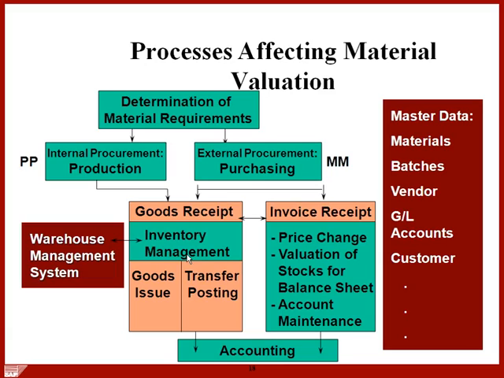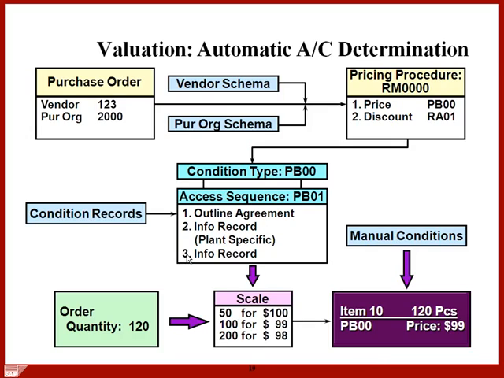And then material valuation. Okay, so this is very critical. Material valuation, important chapter. This is where you define how a certain process in inventory management, or how a certain process in invoice verification, will affect the valuation of the material. So this will be covered in detail from the automatic account assignment perspective. And also we will discuss various processes affecting material valuation, whether it is goods receipt or invoice receipt or something else. So we discuss about these processes.